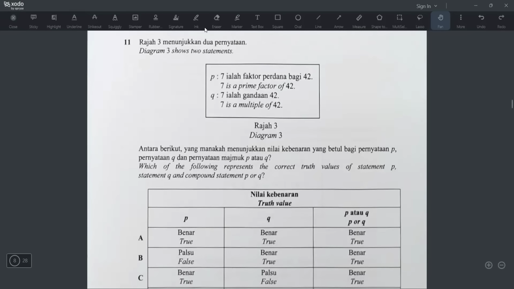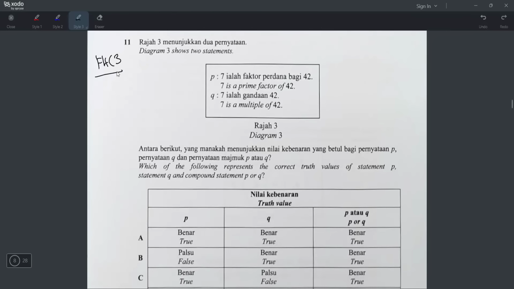11, diagram 3 shows two statements. This is definitely from Form 4 Chapter 3, the logical reasoning chapter, called Penaakulan Logik in BM. It says here, P: 7 is a prime factor of 42. Q: 7 is a multiple of 42. Let's see what they want. Which of the following represents the correct truth values of statement P, statement Q, and compound statement P or Q?